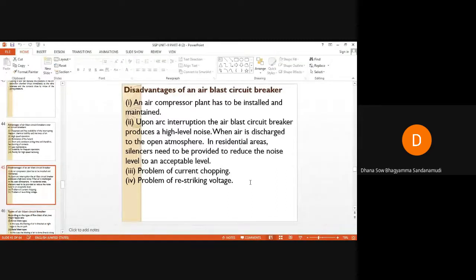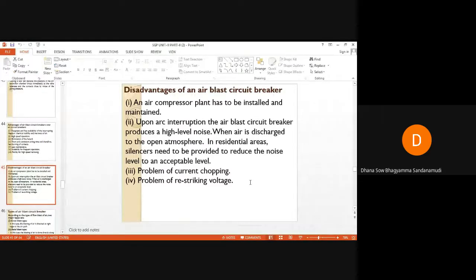Upon arc interruption, the air blast circuit breaker produces a high level of noise when air is discharged into the open atmosphere. As soon as arc interruption is over, this high compressed air from the hollow insulators must be discharged into the atmosphere. In residential areas, silencers need to be provided to reduce the noise level to an acceptable level. So we need to install silencers if these air blast circuit breakers are located near residential areas.